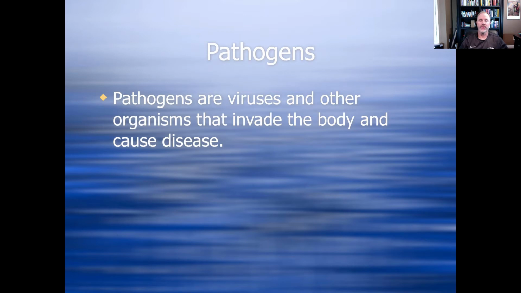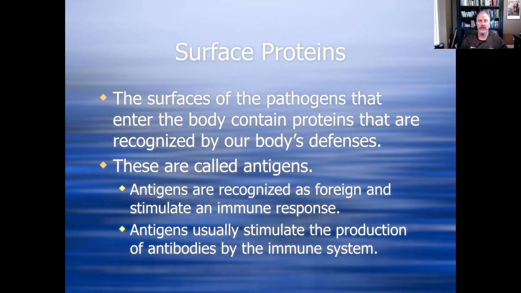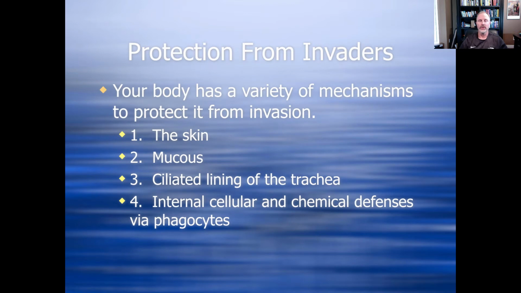So pathogens, we said, these are viruses, bacteria, anything that can enter the body and cause disease and make us ill. And on the surfaces of these pathogens, you've got a variety of different types of surface proteins, and this is what our body is going to recognize as being foreign. This is what our body recognizes as being an antigen, in other words, okay? And these antigens, these are the foreign types of proteins that are going to stimulate the immune response, and they usually stimulate the production of antibodies, which help in the removal of these things by tagging them for removal and so forth, okay? So your body has a variety of ways in which it protects itself from invasion.